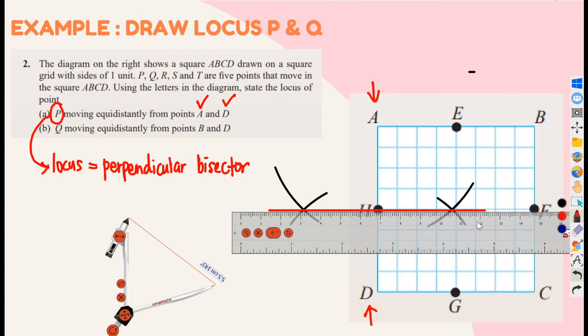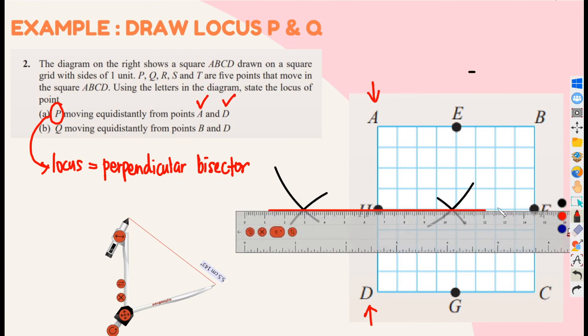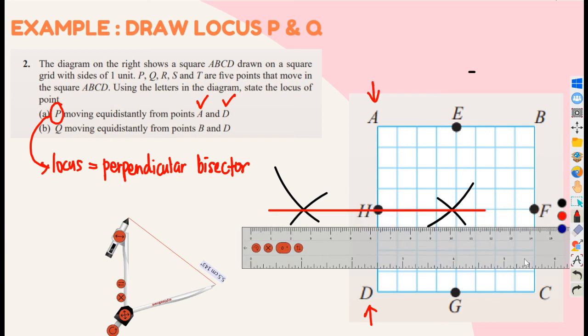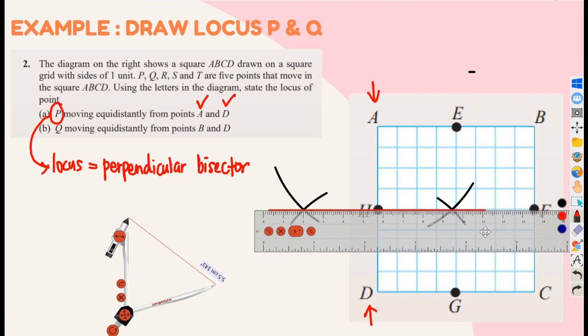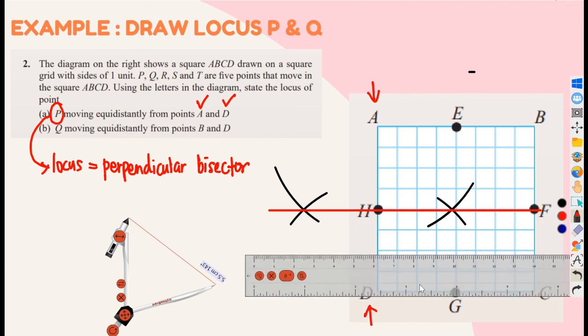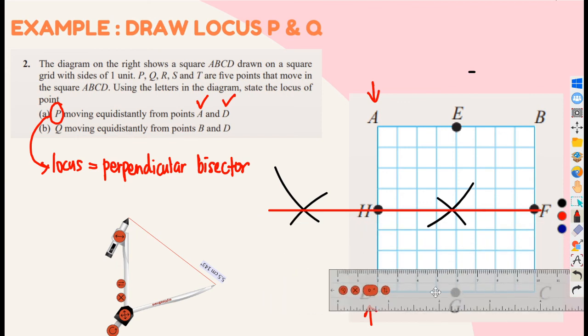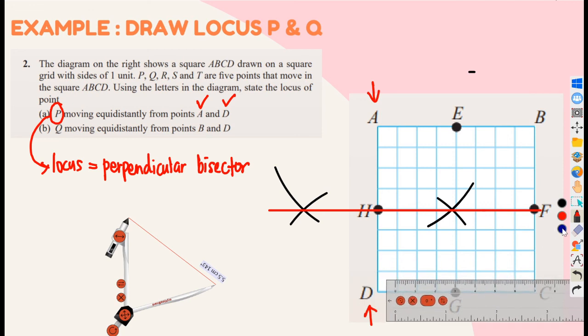You can use the ruler, and take the line until here, to the left. So this one is the first locus. Now you can label the locus here. This is locus P.